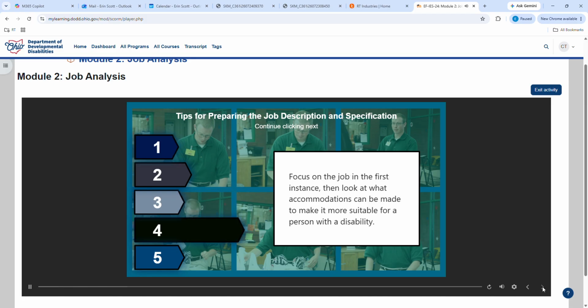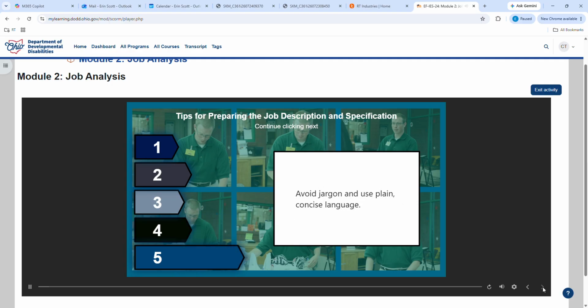Focus on the job in the first instance. Then look at what accommodations can be made to make it more suitable for a person with a disability. Avoid jargon and use plain, concise language.